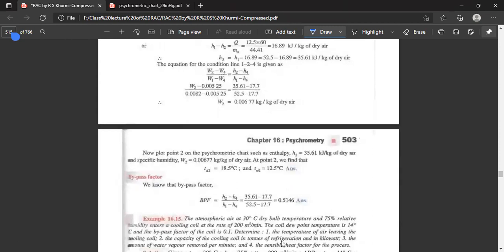Now plot the point on the psychrometric chart, as the enthalpy H2 of dry air and specific humidity are both given. At point 2 we get the dry bulb temperature equal to 18.5 and the wet bulb temperature equal to 12.5. For the bypass factor, H1, H2, H4 are all available. H1 and H4 are available from the chart, and 17.4 is the enthalpy available at point 4, that is the apparatus dew point temperature. So if you put these values in, you get the bypass factor equal to 0.1546.